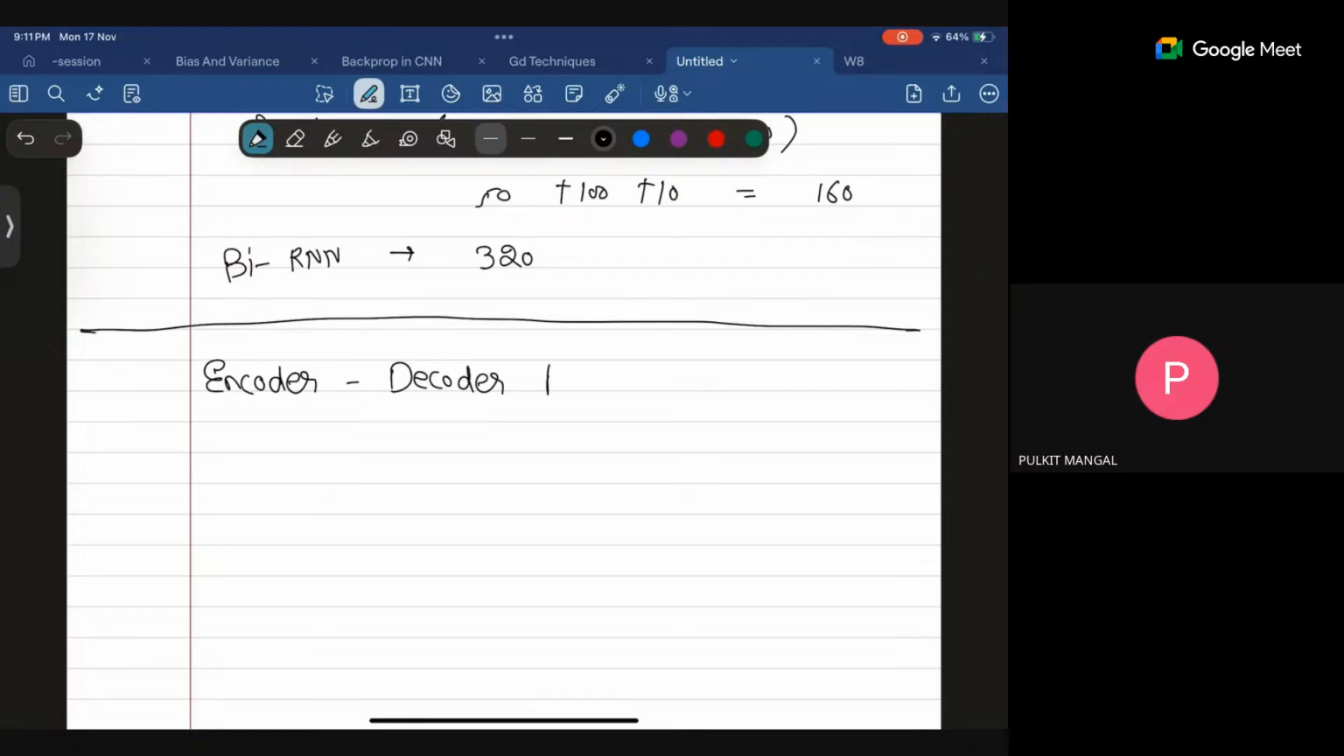Moving on to the next one, encoder decoder architecture. Okay. So encoder decoder was first used for the translation purpose, and from there the intuition will be more clear. As the name suggests, we have something which we are going to encode, and that will be the work of our encoder. And then we will have something that we want to decode, and that will be the work of our decoder.